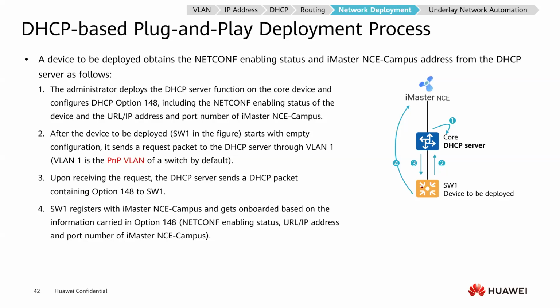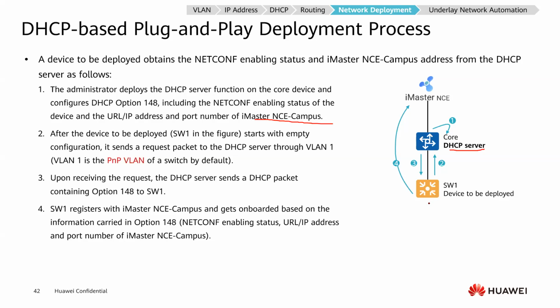And this is the process for the DHCP-based plug and play deployment. We have just mentioned it on the other pages, and it just follows this process. First, the administrators need to deploy a DHCP server. For the devices in the lower layers, we just use the core devices as the DHCP server, and it will provide the IP address of the devices, also the IP address and the port number of the controller.